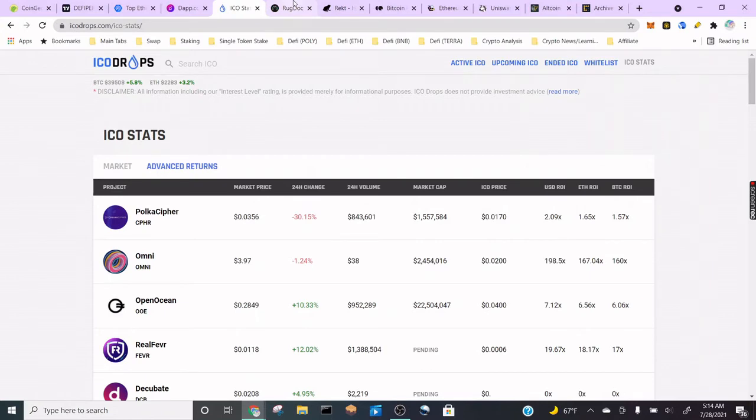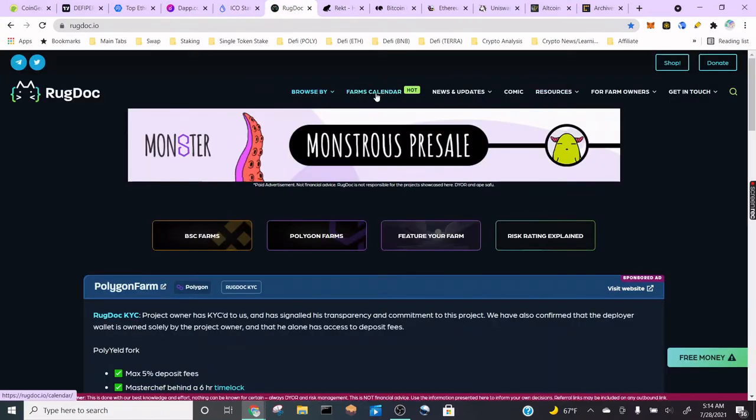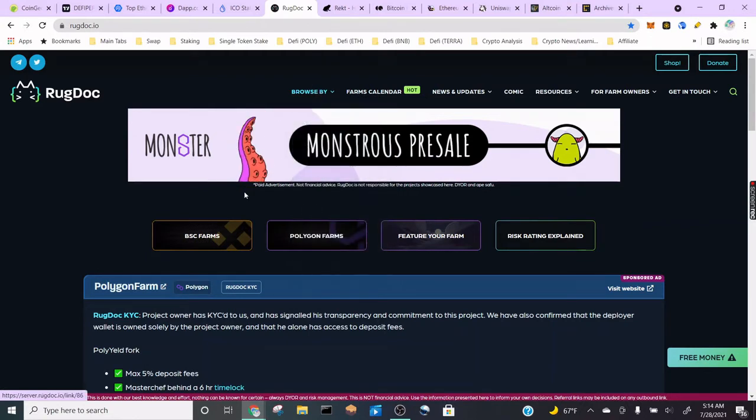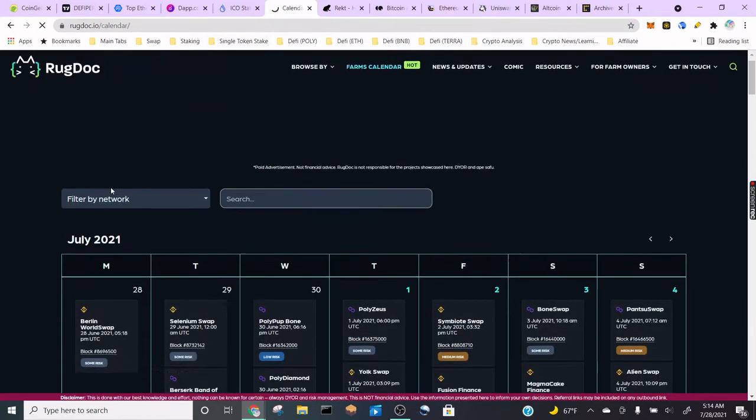So ICO drops, another great tool. RugDoc, very important as well if you're into yield farming or providing liquidity and staking that, or even staking single tokens. This basically tells you if a farm is safe. Now, I haven't gone over staking yet. I'll definitely check that out and go over it in other videos. I've been trying to keep it a little simple in the beginning for whoever's watching. So we'll check out the calendar.